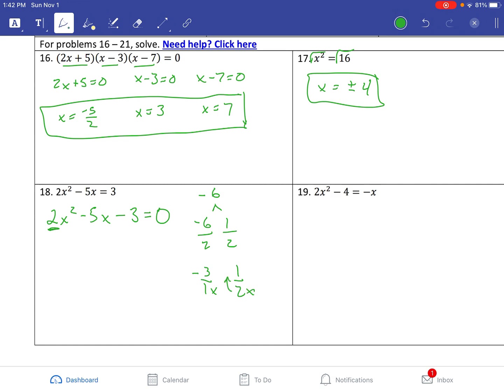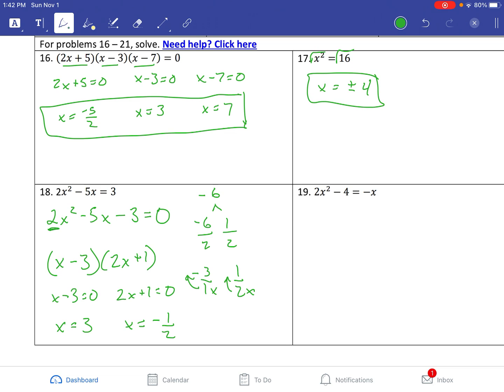X goes in the bottom, and then that number becomes the first term in my expression. So I have 1x minus 3, and I have 2x plus 1. Now that's not done, that's just the factorization for it. So now I can take those 2 factors, set them both equal to 0, and solve for x, kind of like I did in 16, the one above. So x minus 3 equals 0, 2x plus 1 equals 0, x will equal 3, and x will equal negative 1/2.